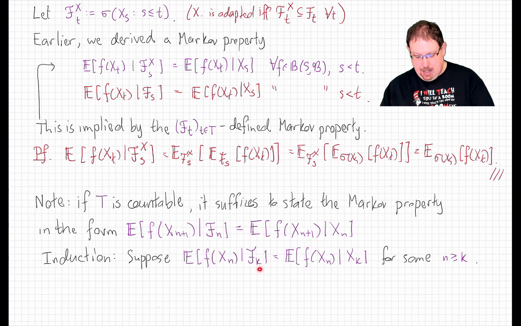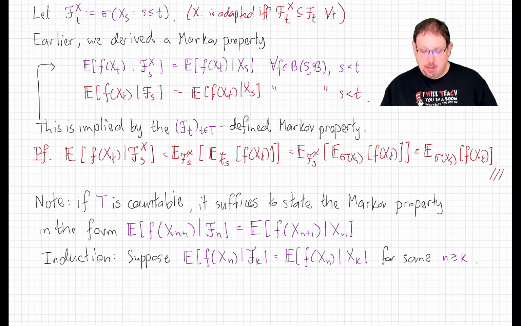That is, if k is a discrete time less than or equal to n, then I get the conditioning on Fk as conditioning on Xk. But we can simplify that and state it only for the case where k is equal to n minus 1. That is, I can just state it for the one-step conditioning, and that is sufficient to derive the general Markov property. Proving that is a straightforward induction.